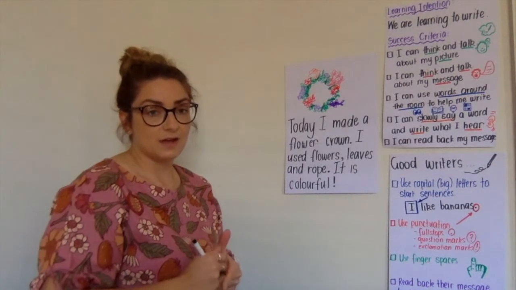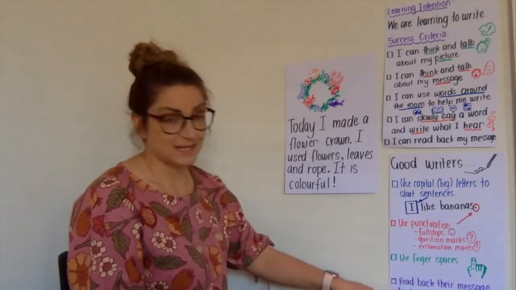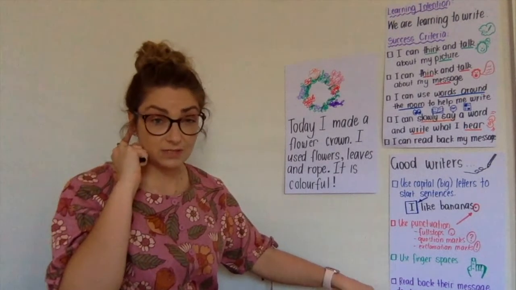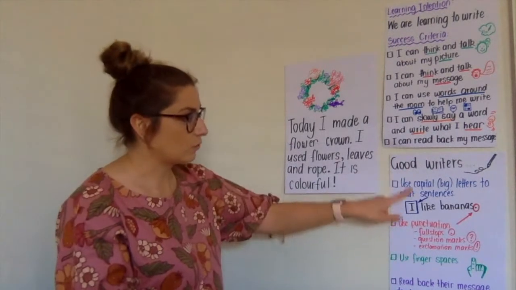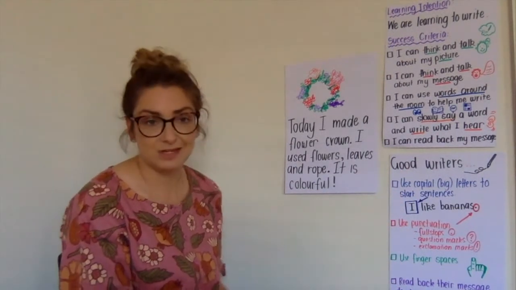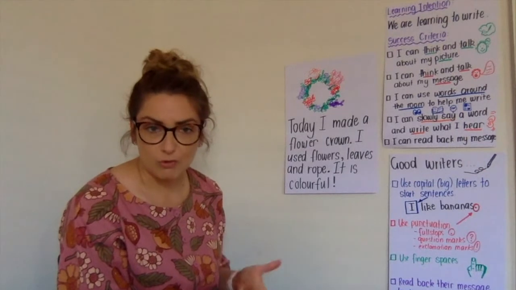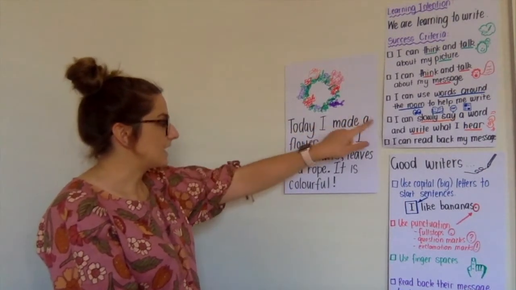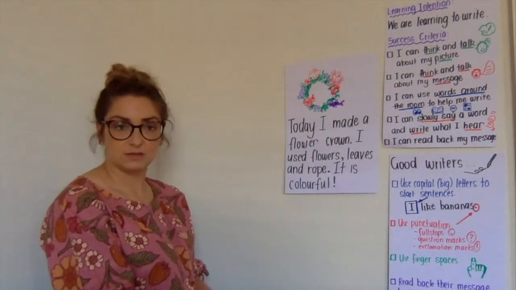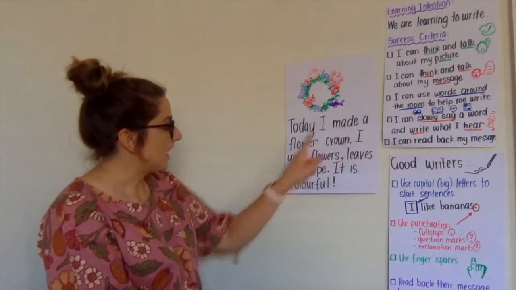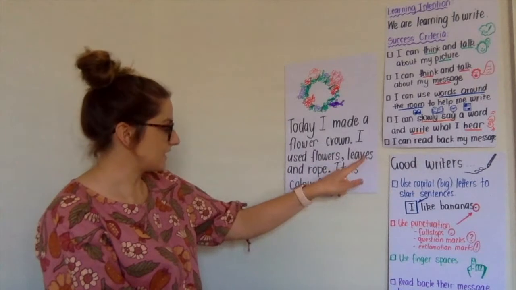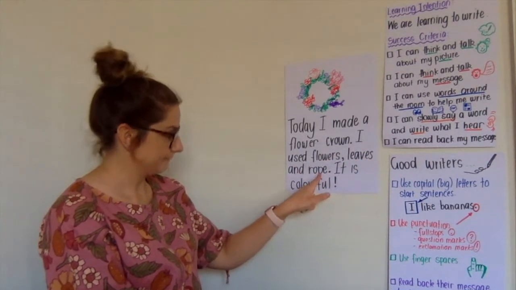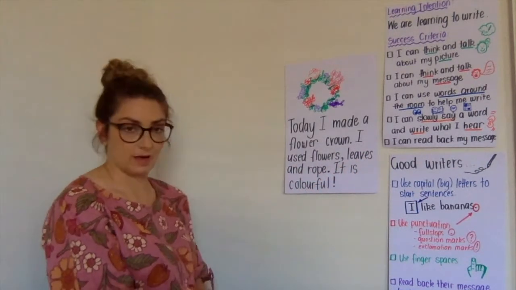Okay, so good readers read back their message and check that it sounds right. So I'm going to be checking to make sure I've done all these things to make sure it sounds right and I've got all the information that I want. Okay. Today I made a flower crown. That sounds good so far. I used flowers, leaves and rope. It is colourful. I think that's all right.